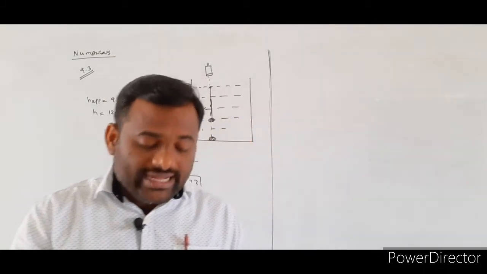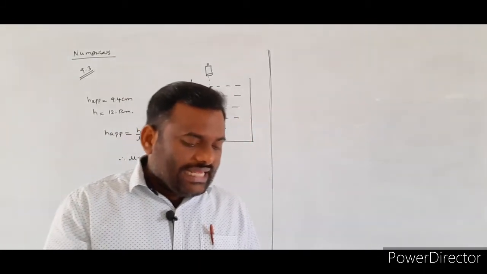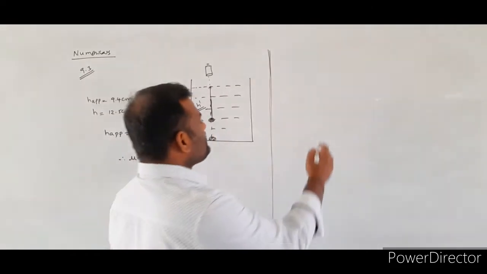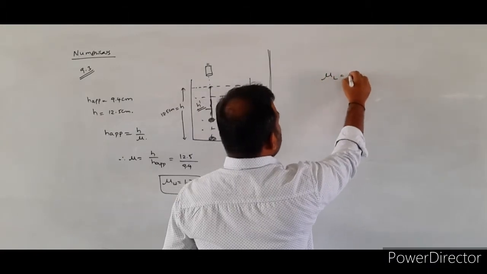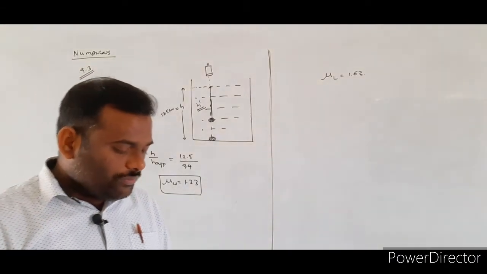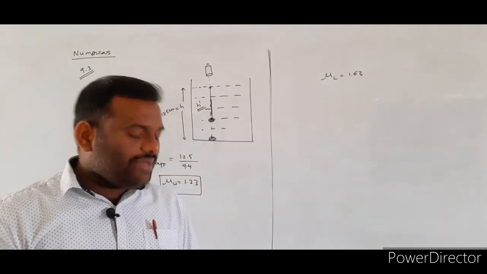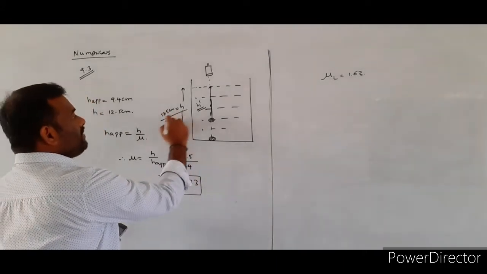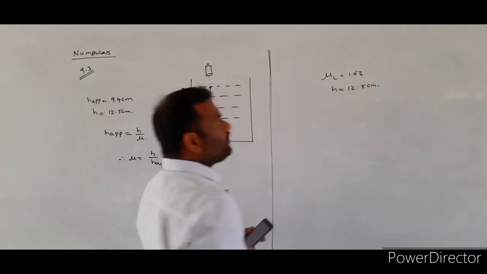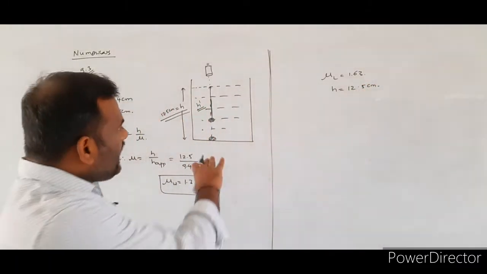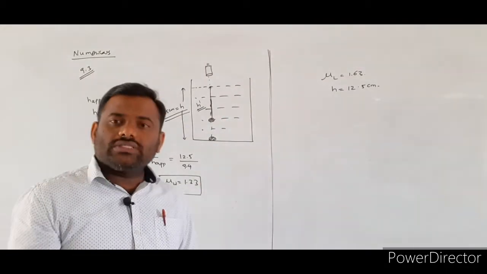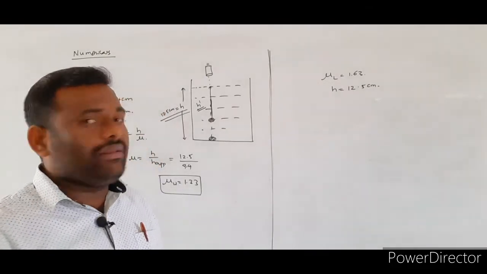Now, in the second part, they are saying that if the water is replaced by a liquid of refractive index 1.63 up to the same height. In the second case, instead of the water, they will be placing a liquid whose refractive index is 1.63. Same height means the height value will remain the same, 12.5 centimeter. So the same tub will be taken, the water will be removed, and in its place they fill another liquid whose refractive index is 1.63. Height will remain the same.